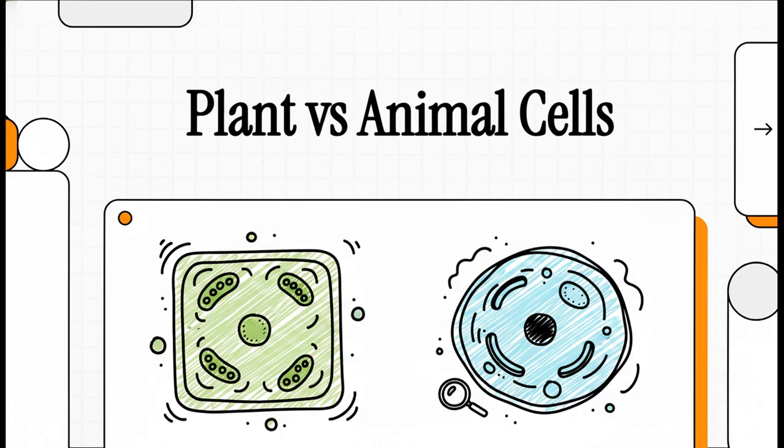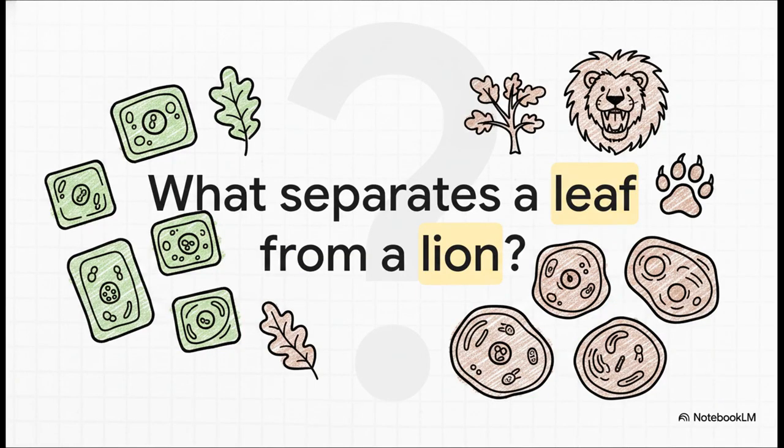Let's get into it. So, to kick things off, I want you to think about a pretty fascinating question. What microscopic machinery separates a plant, like a massive oak tree or a tiny leaf, from an animal, like a lion or, well, even you? Now, on the outside, macroscopically, the differences are super obvious, right? But down at the cellular level, it's literally a masterclass in biological engineering.